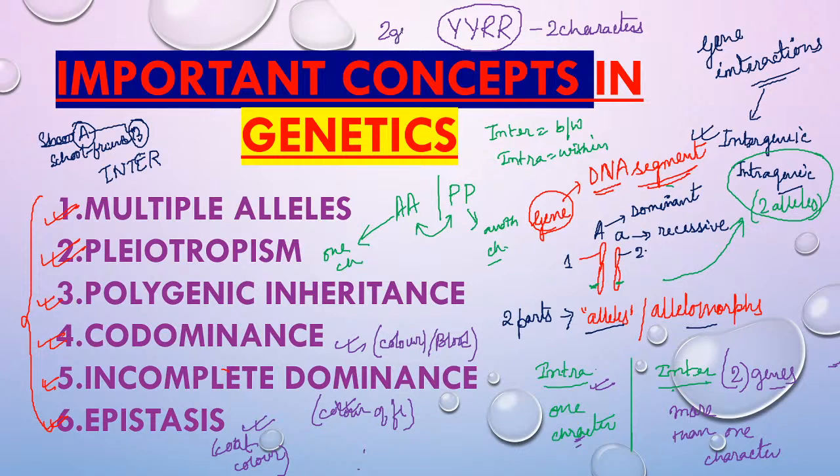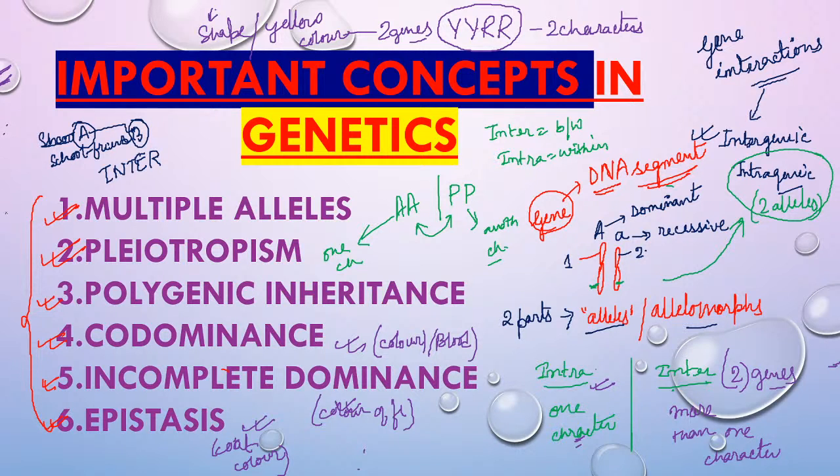So what are the two genes? One gene is coding for the color, the yellow color, and another gene is coding for the shape of the seed. Clear, guys? So here we are talking about two characters. That means two different types of genes will be present. One will be the Y gene, one will be the R gene. So these types of intergenic gene interactions are the multiple allelism.